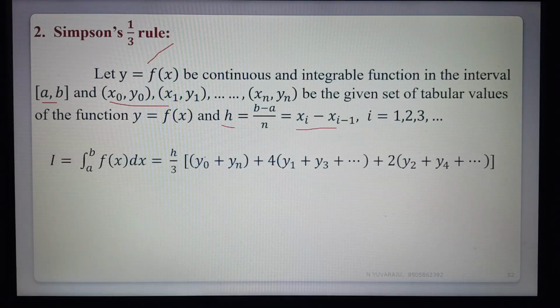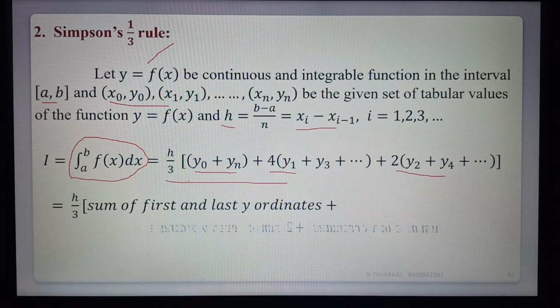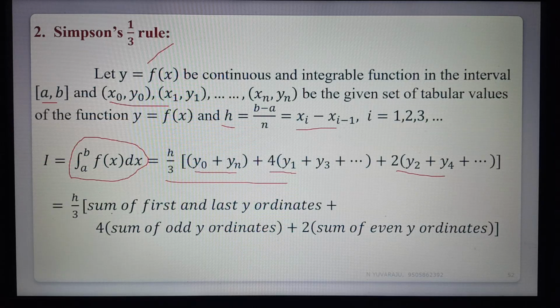So by Simpson's 1 by 3 rule, the numerical integration of f of x from a to b is equal to h by 3 into y0 plus yn, plus 4 into y1 plus y3 plus up to so on, plus 2 into y2 plus y4 plus up to so on. That is h by 3 into the sum of the first and last y ordinates, plus 4 into the sum of the odd y ordinates, plus 2 into the sum of the even y ordinates. This is the second formula for finding the numerical integration.